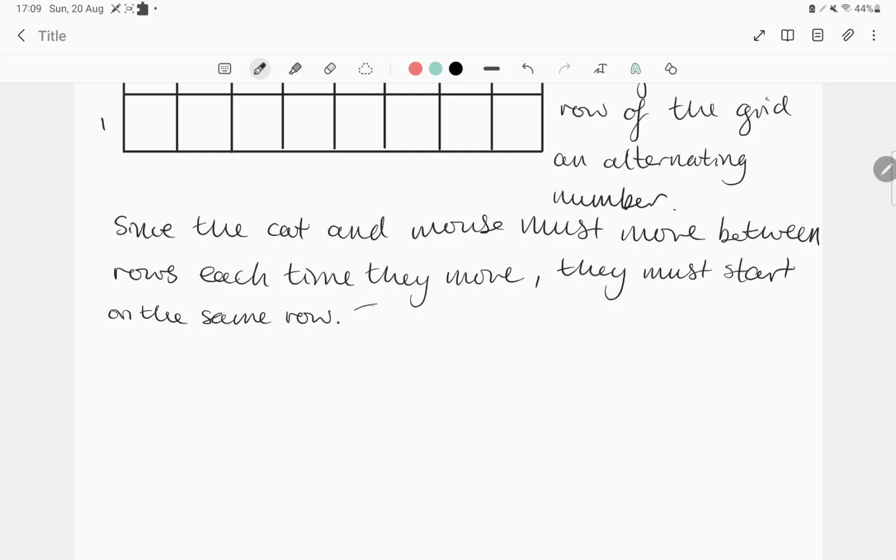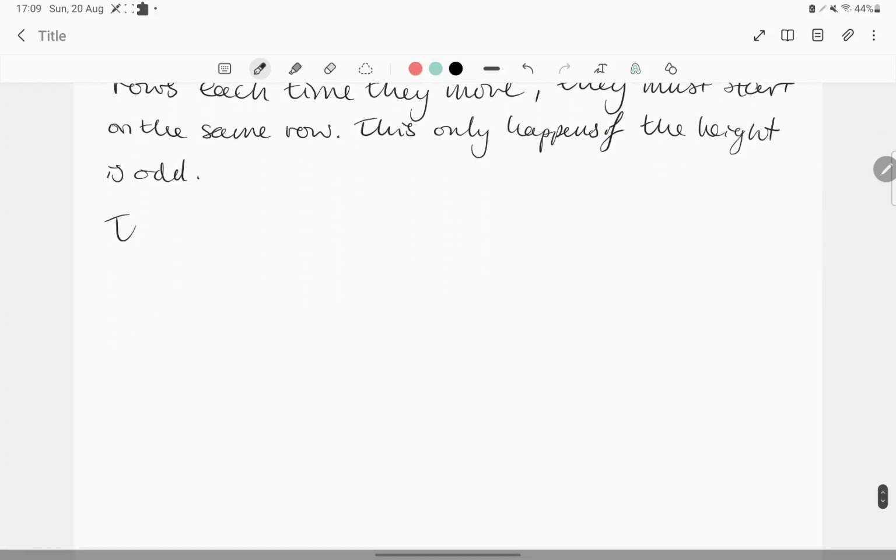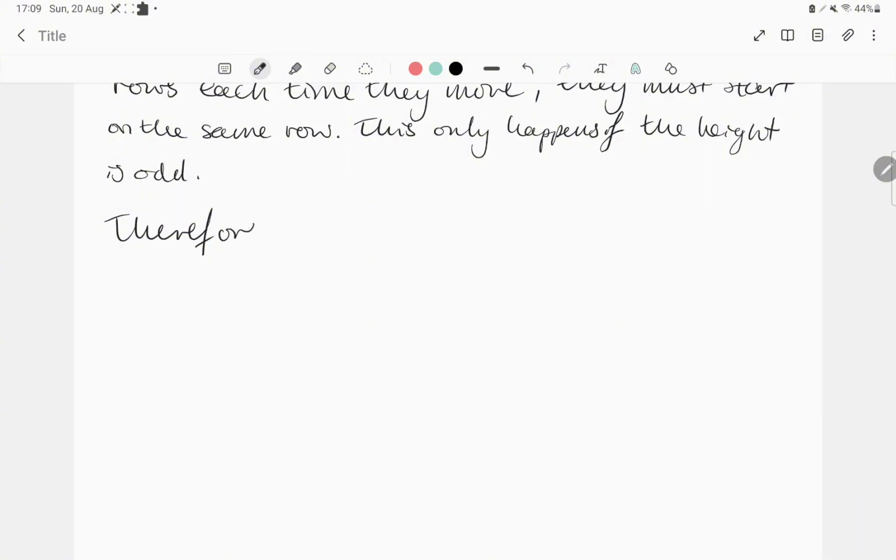The only way that this can happen is if the height is odd. This, of course, leaves us with only one choice. Since m and n must either be both odd or both even, if one of them is odd, then the other must also be odd. Therefore, in conclusion, m and n must both be odd.